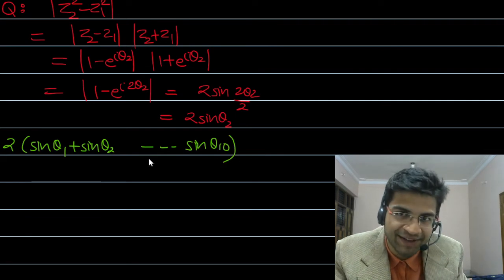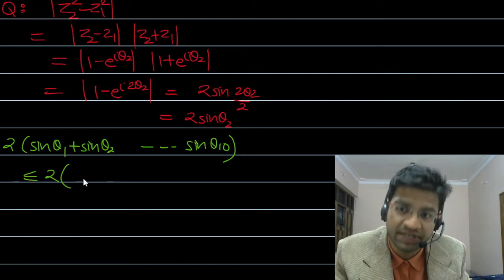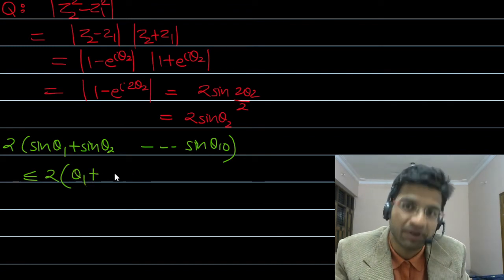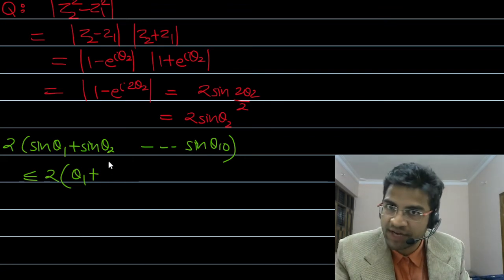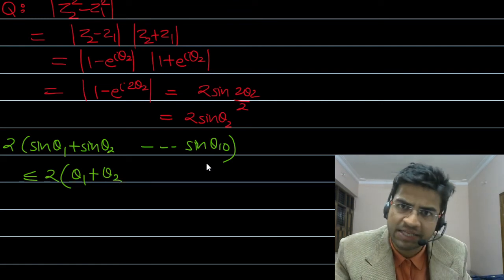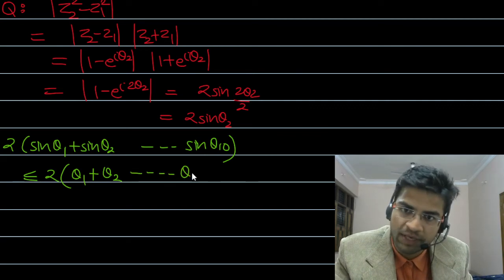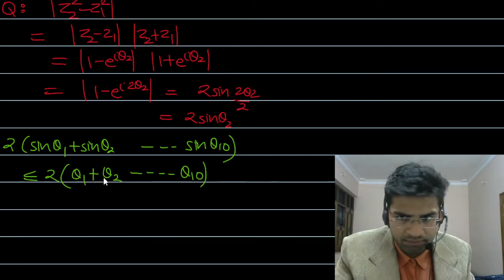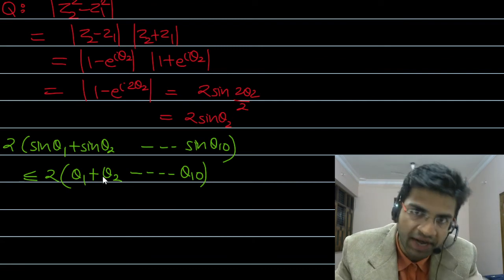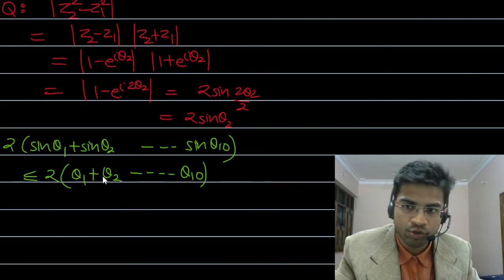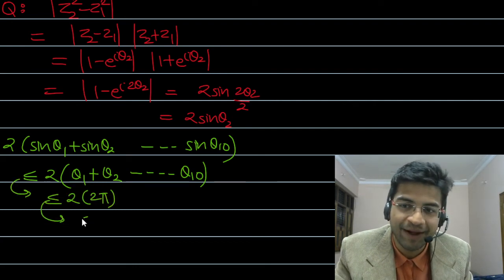And we know the maximum limit for each and every term. For sine theta 1, the maximum value will be theta 1. For sine theta 2, the maximum value will be theta 2. Right? Sine theta 1 by theta 1 is less than or equal to 1. It is true for all the ratios of sine. The maximum value of sine theta 10 will be theta 10 only. Now if we add all the angles, theta 1 plus theta 2 till theta 10, it is nothing but 2 pi. So the maximum limit is 2 into 2 pi, and that is nothing but 4 pi.